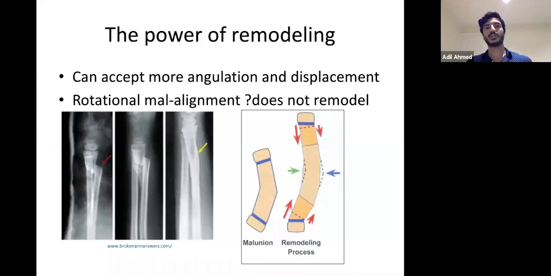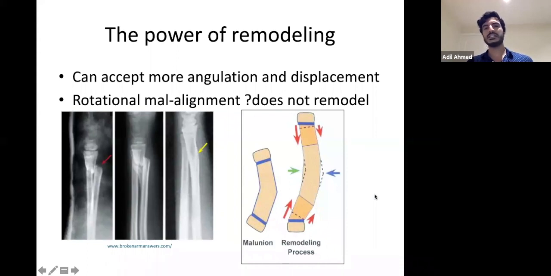So the power of remodeling means that we can accept more angulation and more displacement. So there may be wonky bones that we end up telling kids and their parents that actually we don't need to operate. And you can imagine the look of dismay on the parent's face when they've got a very wonky forearm in front of them, and they're completely surprised that we're managing this without any operation. But pediatric fractures are a reassurance that these do heal and they do go on to remodel, and you can see this again here in this process.